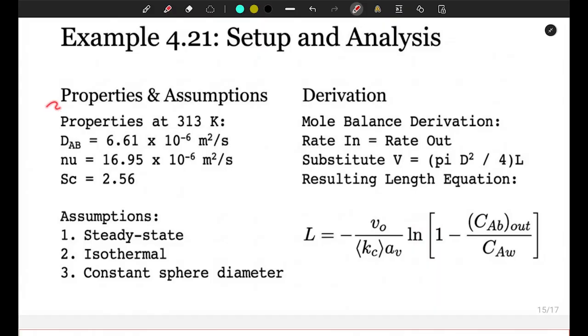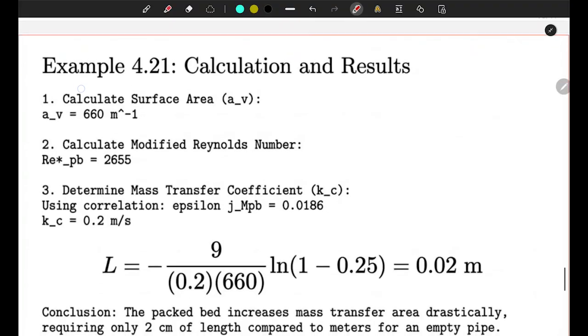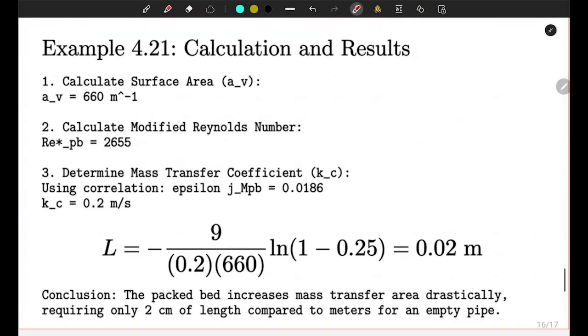So we have the properties and the assumptions, where D_AB, nu, and Sc are given, and for the assumptions we are given steady state, isothermal, and constant sphere diameter. Now we will calculate all the parameters step by step.